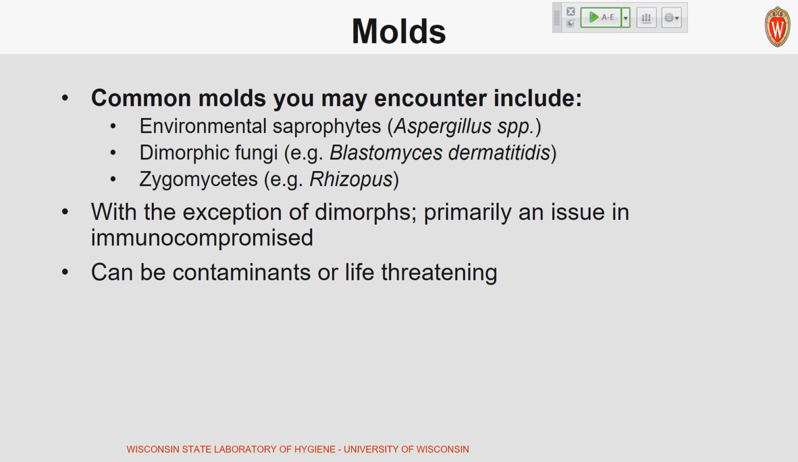Molds. Common molds you may encounter. There are environmental saprophytes such as Aspergillus, the dimorphics that we already mentioned, blastomycosis, and zygomycetes such as Rhizopus. So with the exception of dimorphs, primarily these molds are an issue with the immunocompromised patient population. They can be contaminants or they can be life-threatening. So there's a wide range of whether you do or do not need to report it.